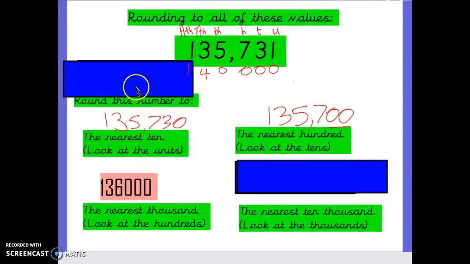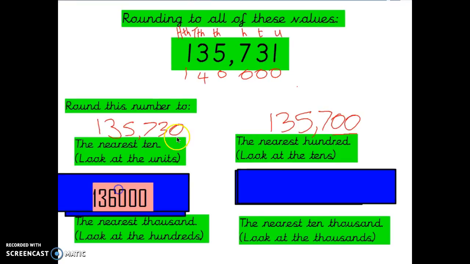And then finally, when we're rounding to the nearest 10,000, I look at my thousands number, it's 5 and above, so I need to round it up. It's got 4 zeros at the end, as a multiple of 10,000 does have, and I've had to change the 3 to a 4. So there we go, that's how we round those large numbers.